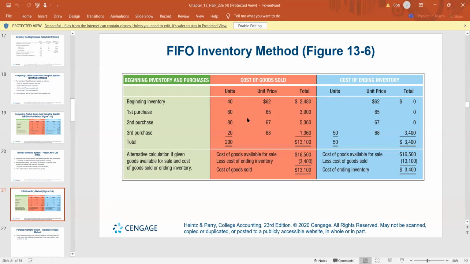In other words, we're pretending, and I'm using that word deliberately, we're pretending that we sold the 40 items first. We may or may not have done that. This is not meant to be the physical flow. This is a costing method companies can choose. Beginning inventory was 40. So that means the cost of goods sold was 62 each, 60 times 65, etc. So we come up with the cost of goods sold of 13,100, and we have 3,400 still sitting in the inventory.